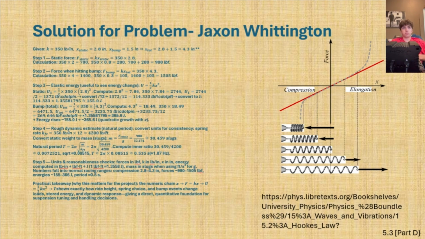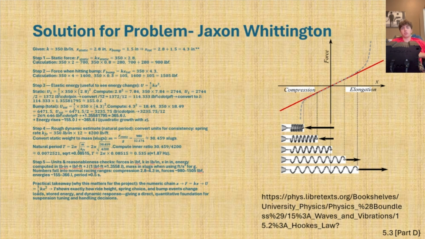So I just took, just as an example, a 350-pound spring, pounds per inch, whatever you want to call it, and compressed it 2.8 inches under the entire car's weight, which created about 980 pounds of force. When it hit a bump, the spring compressed to 4.3 inches total. It caused the force to jump to, say, 1,505 pounds. Also, I calculated the energy stored in the spring. It goes from about 155 joules at ride height to 366 on the bump, showing how quickly the load can build as the spring compresses.